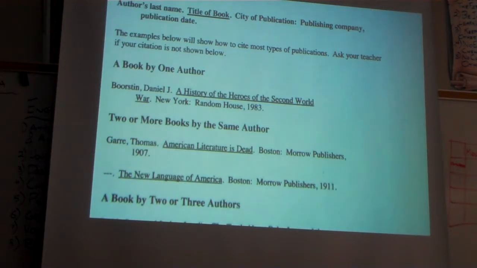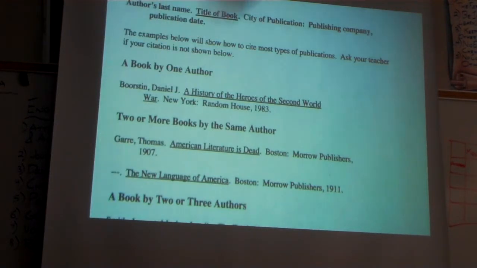of citations. Now, as you can see at the top of this item here, for every book that you use, you need to use the author's last name, the first name, title of the book, city of publication, publishing company, and publication date. Those are the basics. Now, where most people run into difficulties is with the actual punctuation of what you need to have down on that citation. So to start with, let's focus in on a book by one author.